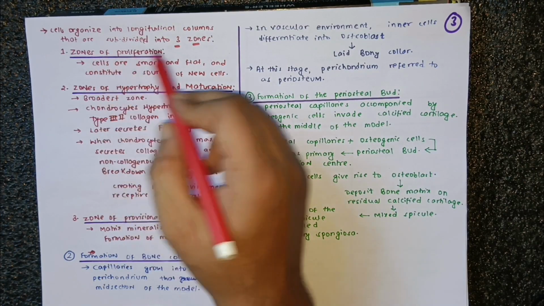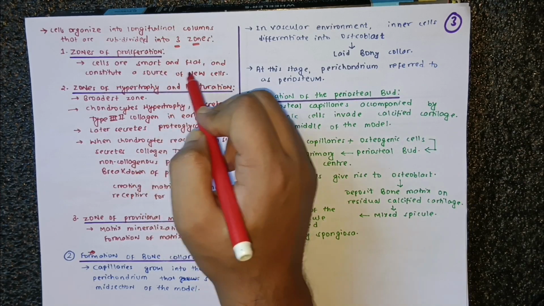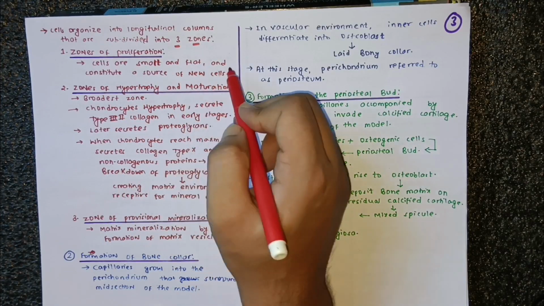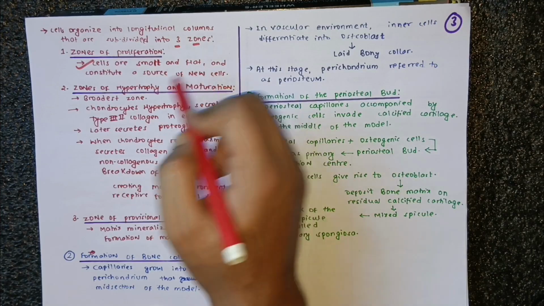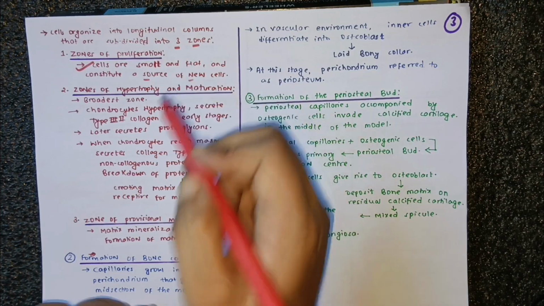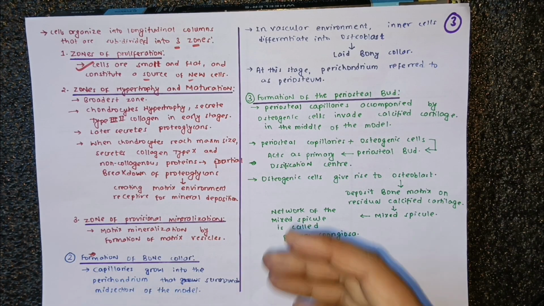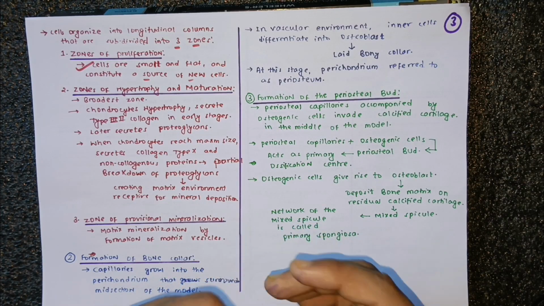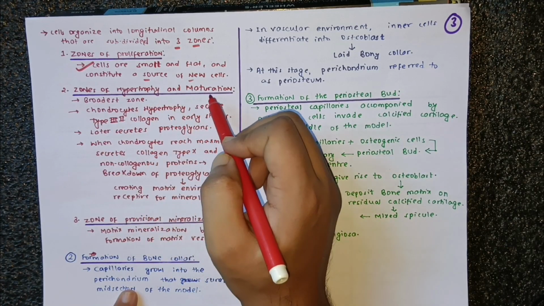The zone of proliferation means the cells are small and flat and constitute the source of new cells. That is the zone of proliferation, and in this zone we can see the proliferation of cells, the divisions of cells, and the cells are small and flat there. After that, another zone is the zone of hypertrophy and maturation.